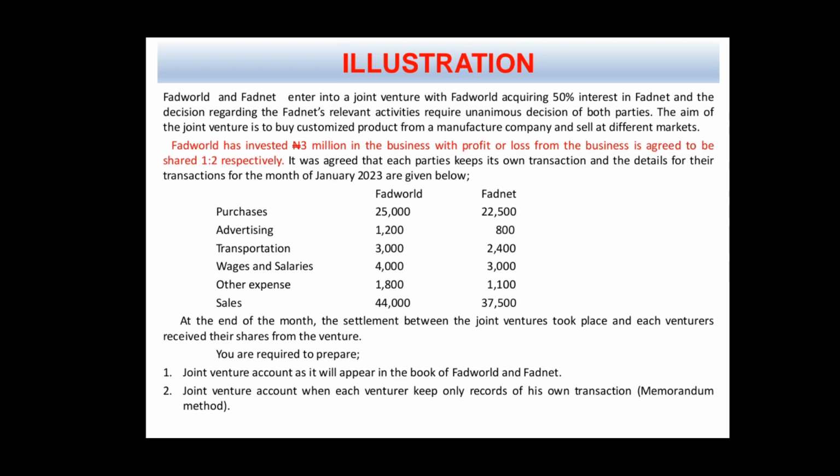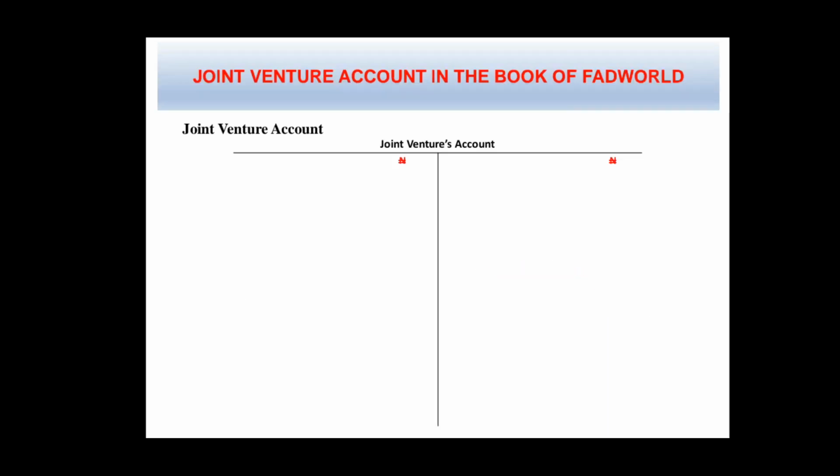So let's continue. It was agreed that each party keeps its own transactions, and details of their transactions for the month of January 2023 are given below. Now let's look at the entries. Purchases: Fadward is 25,000 naira. So we go to the joint ventures account. If you remember in the last video when I was explaining about joint ventures account, I said it's like a profit and loss account.